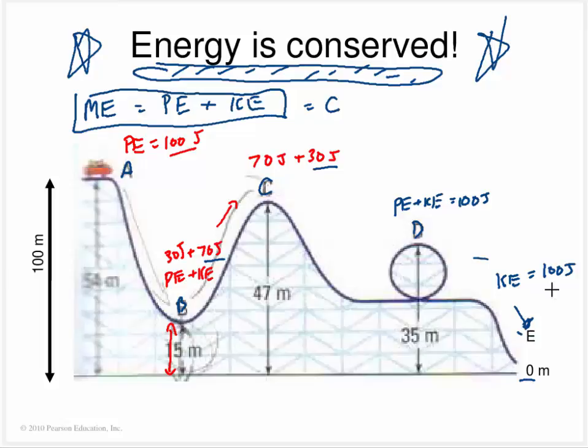And what that means is here it's got 100 joules, and so it's going very fast. Right over here it's going fairly slow. Right over here it's going somewhat fast. And right over here it's not moving, so no speed.